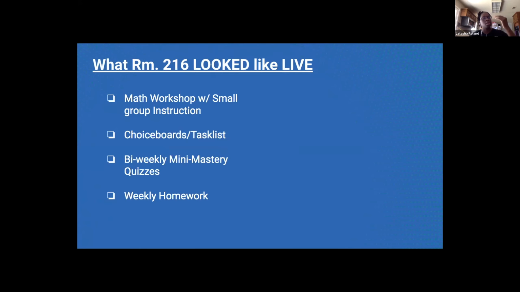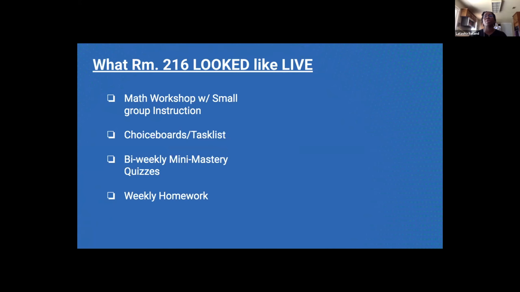So what my instruction looked like in room 216 is I had math workshop. I rarely taught whole group. I taught exclusively in small groups. I used Edulastic exclusively as the tool to pull data to make my groups while my kids were working. When I had small groups, while I was working with students, my kids either had choice boards or task lists. I'm gonna go more in depth with that.